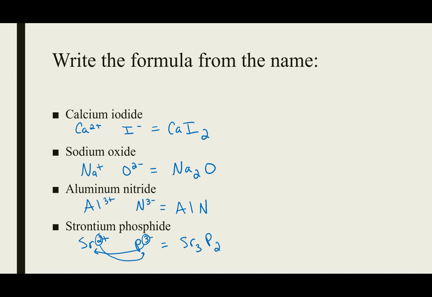The only time that might be a problem is if you did that with aluminum nitride, you'd get Al3N3, and as I talked about at the beginning of this lesson, I would mark that wrong because it's not in the most reduced form. So if you do use that crisscross method, just make sure you're always reducing to the lowest whole number ratio.